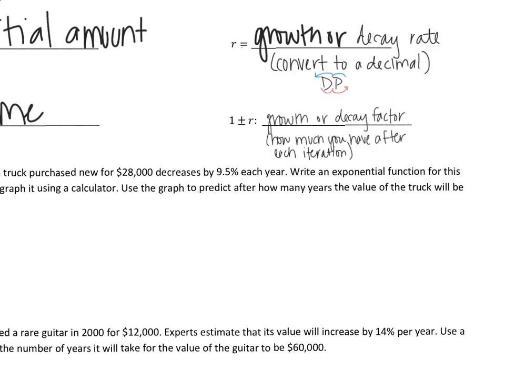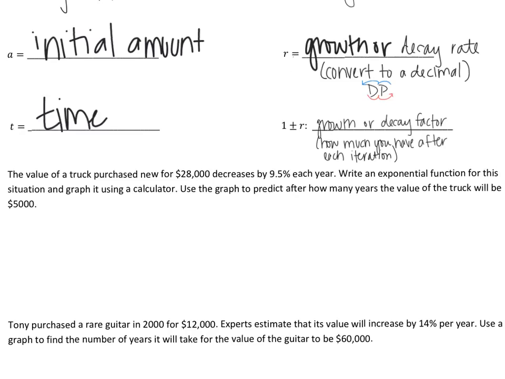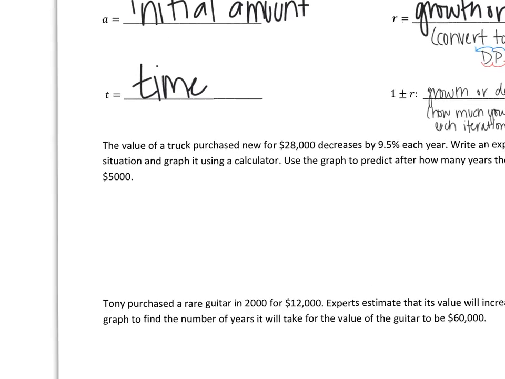Y'all like those things. So, the value of a truck purchased new for $28,000. What information did they just give us? The initial value, the starting value. So we know that A is 28,000. A equals 28,000.